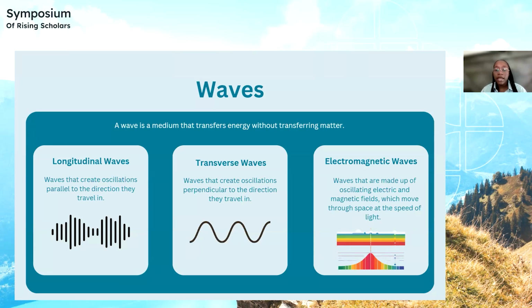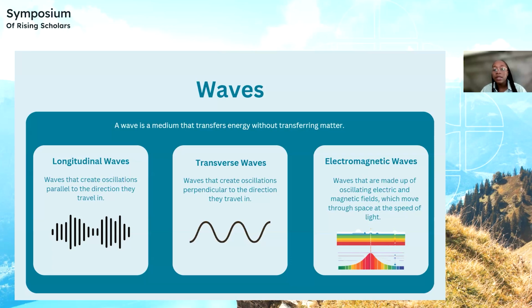There are many different types of waves, but the main ones are longitudinal waves, transverse waves, and electromagnetic waves. Longitudinal waves create oscillations parallel to the direction they travel in, and an example of them are sound waves. Transverse waves create oscillations perpendicular to the direction they travel in, and light waves and ripples in water are examples of transverse waves. Electromagnetic waves are waves that are made up of oscillating electric and magnetic fields, which move through space at the speed of light.